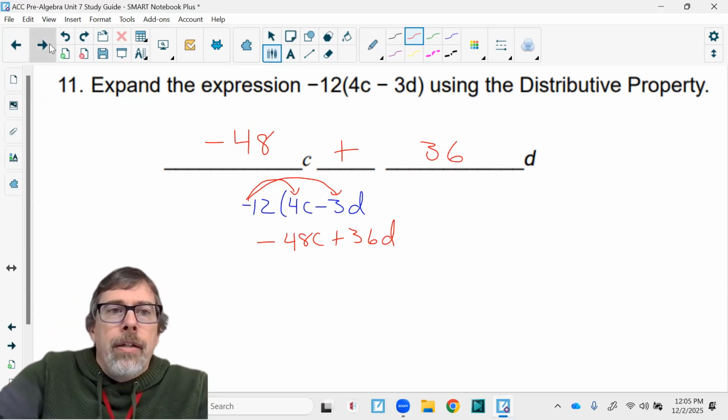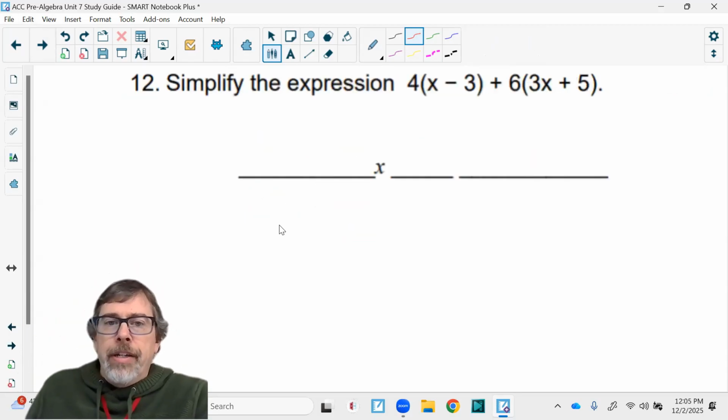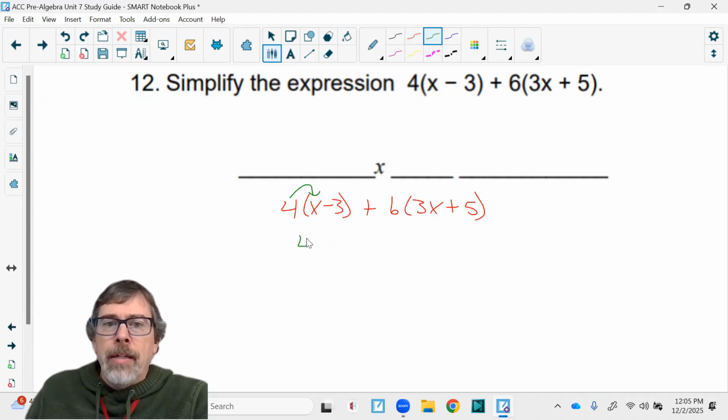All righty. 12, simplify. Okay, I'm going to rewrite the problem. 4 times x minus 3 plus 6 times 3x plus 5. This is just the distributive property twice. 4 times x is 4x. Positive times a negative is negative. 4 times 3 is 12. 6 times 3 is 18x. Positive times a positive is positive. 6 times 5 is 30.